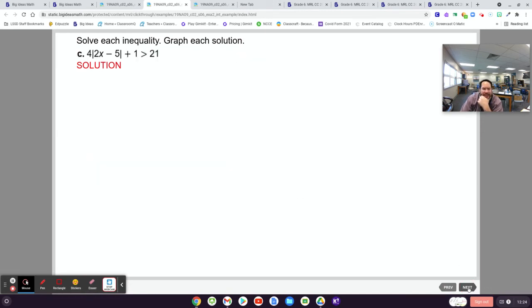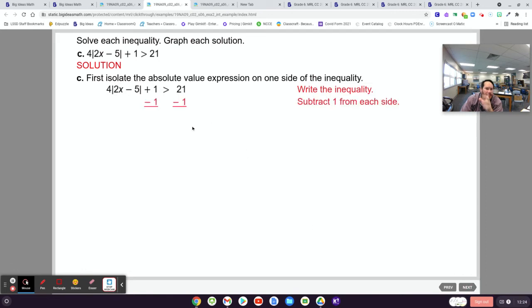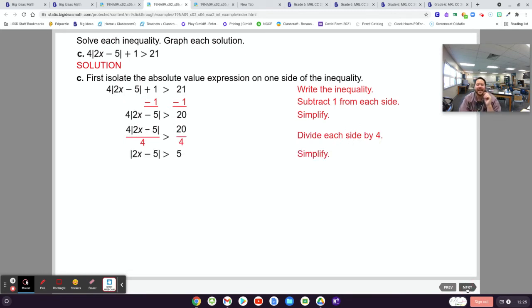Okay, so for C, just for sake of time, let's walk through this. What's a good first step? Yeah, subtract 1 on each side. So first, get rid of that. And then again, before you drop the absolute value and do a positive and negative, what should you do next? Yes, next divide by 4 on each side, and now you've reached this point. This is where you will now write up two different inequalities.